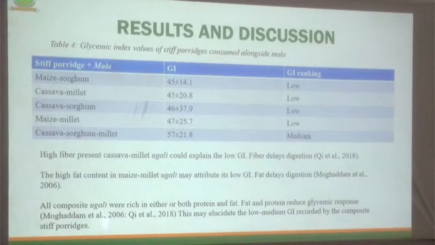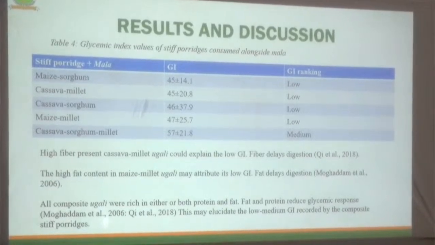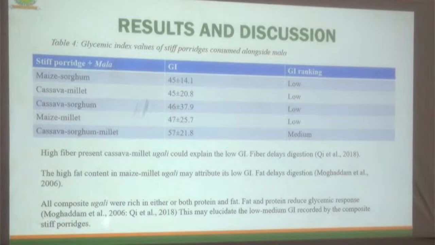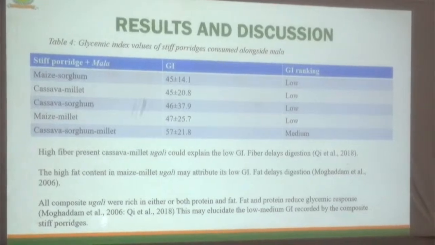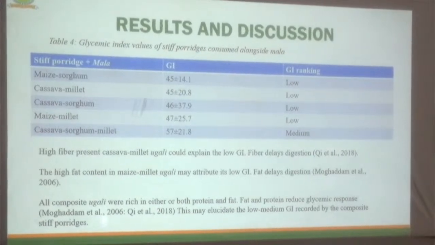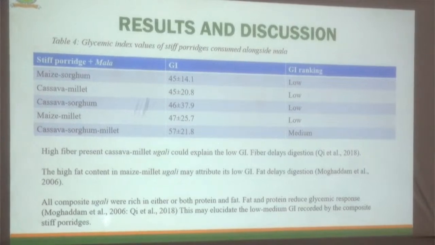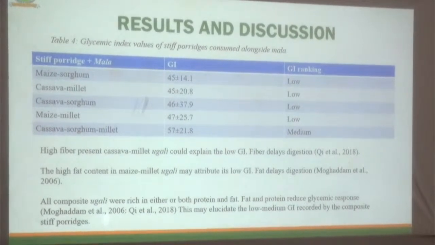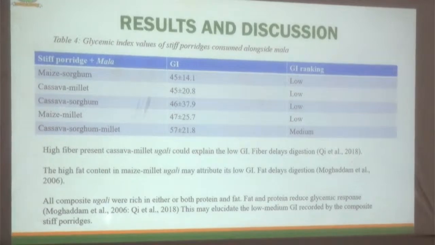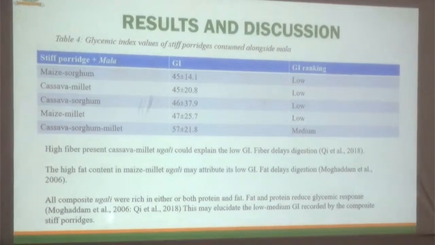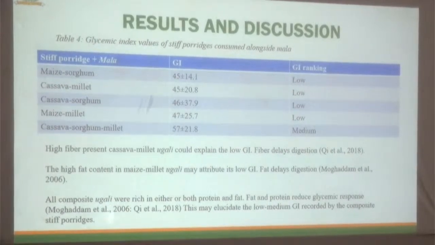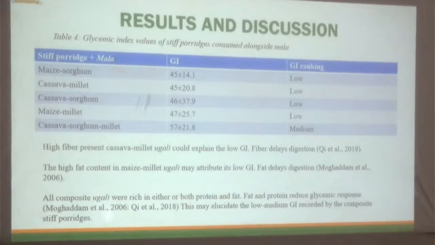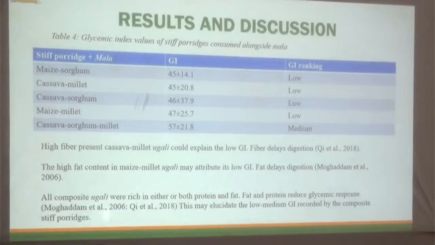The glycemic index of these stiff porridges ranged from low to medium, with maize sorghum having a GI of 45, cassava millet 45, cassava sorghum 46, maize millet 47, and cassava sorghum millet 57. The high fiber present in cassava millet ugali would explain the low GI. This is because fiber delays digestion because of its viscous nature.